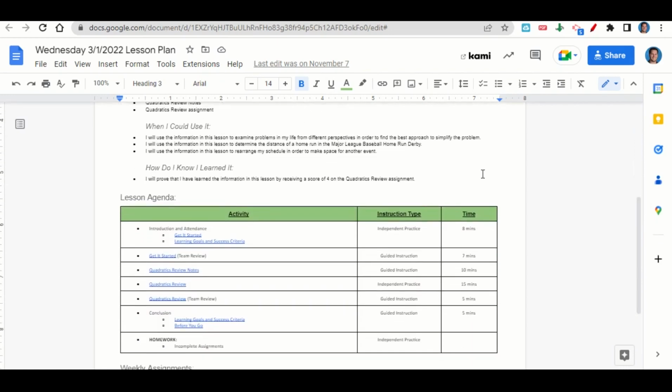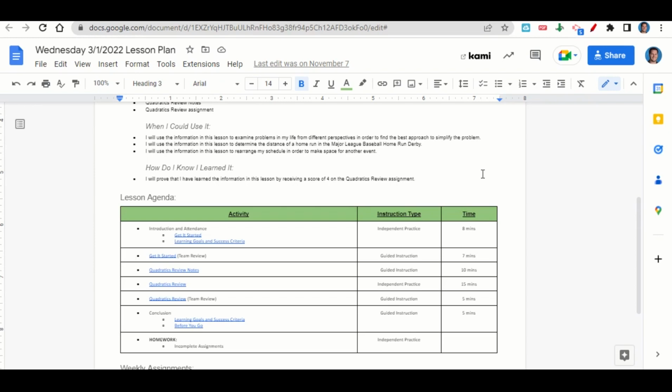Now let's take a look at our agenda for today. We will begin by going over the learning goals and success criteria. While we do that, you'll fill out your Get It Started. Once you've completed your Get It Started, we'll go over it together and answer any questions that you may have. After that, we'll go over the Quadratics review notes, and then I'll give you time to complete the Quadratics review assignment. Once you've completed the assignment, we'll go over it together and answer any questions that you may have.